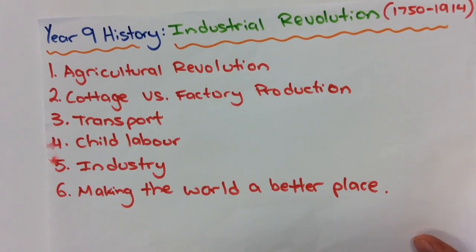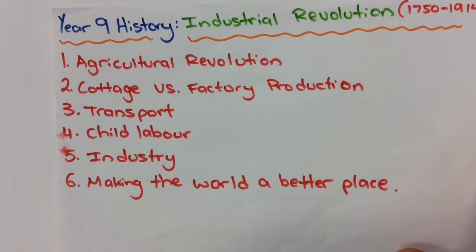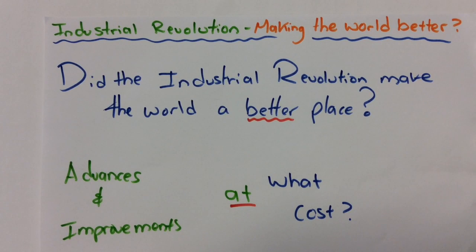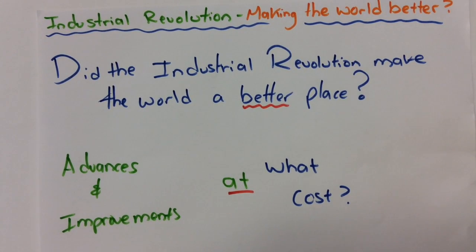Okay, so in our previous videos, we looked at the Industrial Revolution in terms of agricultural revolution, cottage versus factory production, transport, child labor, and the industries that were dominant during this period of time. Did the Industrial Revolution make the world a better place or not? That's what we're going to talk about today. We're going to learn about the advances and improvements and at what cost those advances and improvements came to us.